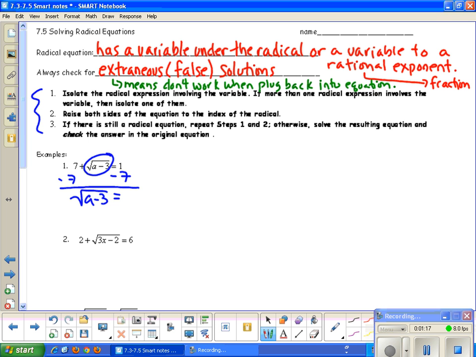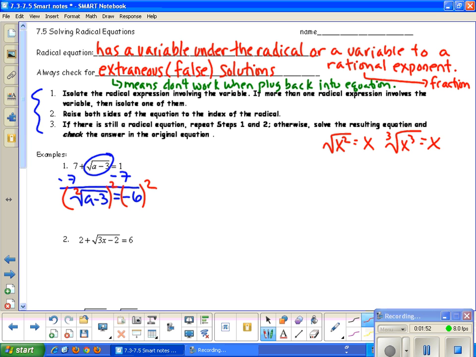When I subtract 7 from the other side, I get the square root of a minus 3 is equal to negative 6. Now after I isolate it, I'm going to raise both sides of the equation to the index of whatever the radical is. Notice that the index, when it's not written, is 2. You can write it in if you want to. I have to take both sides to that index to get rid of the radical, because if I have the square root of something squared, that takes the radical away and gives you x, or if you have the cube root of x cubed, that gives you x.